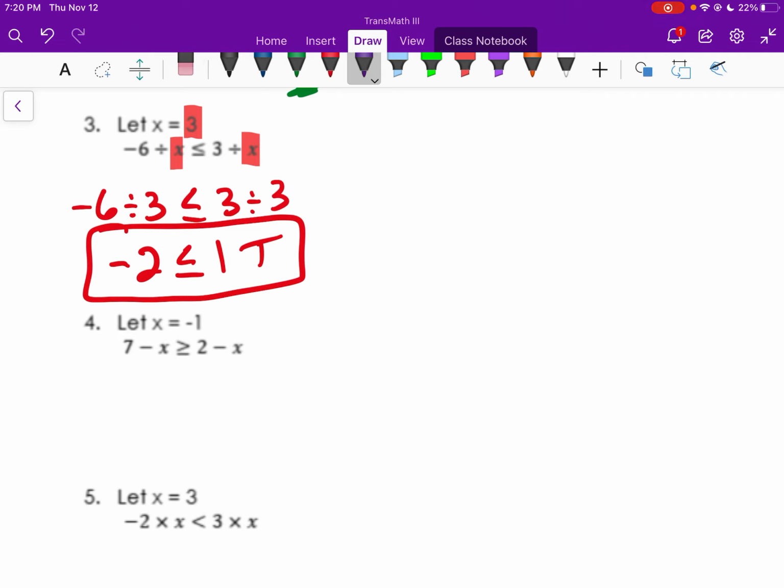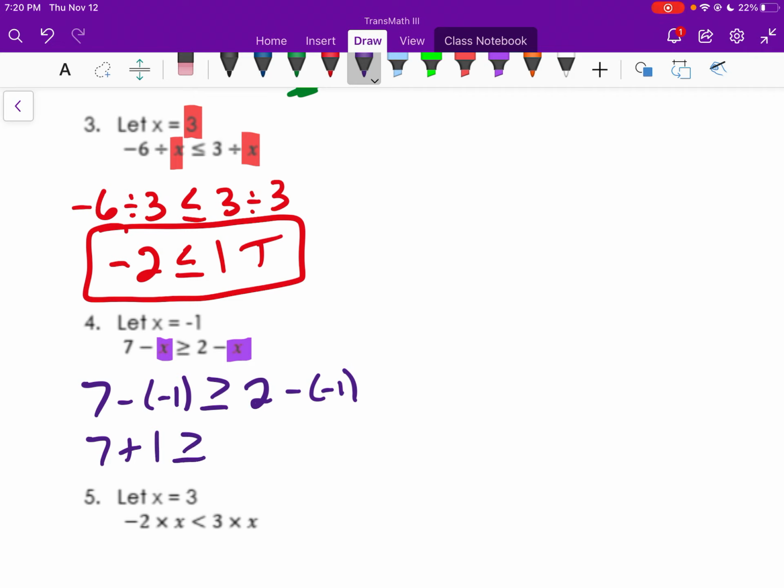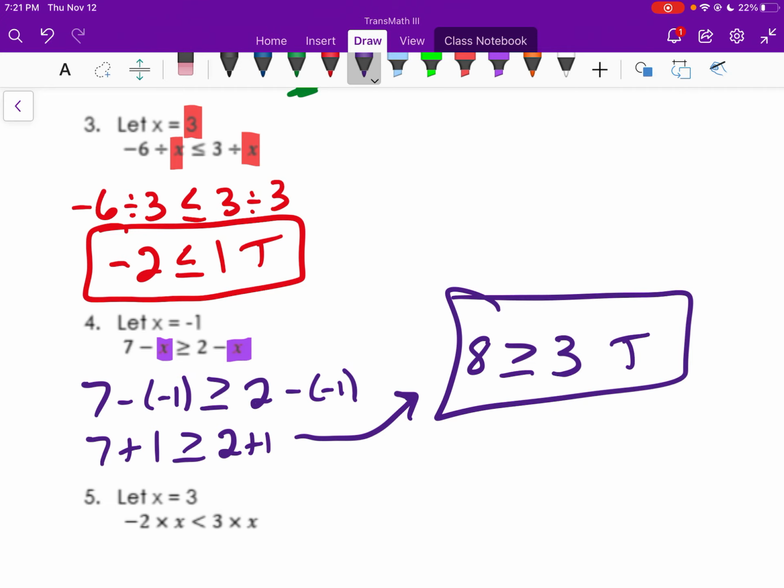All right, number 4, let x equal negative 1, and we're doing 7 minus negative 1. We are not multiplying or dividing by that negative value, therefore we don't have to worry about flipping our sign. So we got 7 minus negative 1 is greater than or equal to 2 minus negative 1. And when we subtract a negative value, that is really saying plus. So we got 7 plus 1 is greater than or equal to 2 plus 1. 7 plus 1 is 8, is greater than or equal to that 3, which is a true statement.